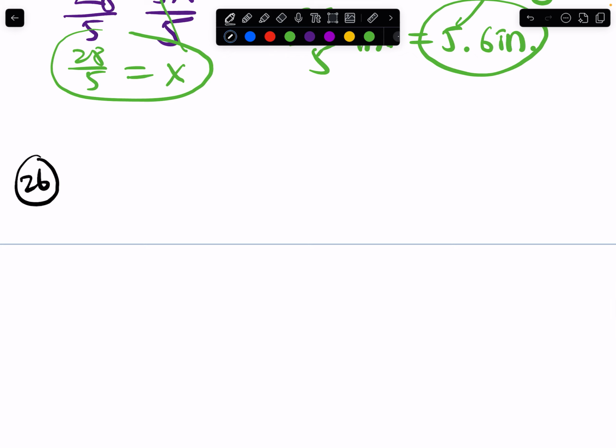Problem number 26. Here we go. The quadrilateral looks like this. It looks a little bit like a trapezoid, but it's not, because a trapezoid must have exactly one pair of parallel sides.